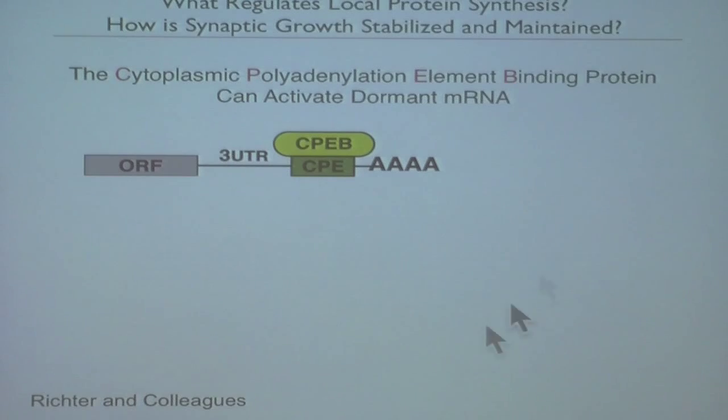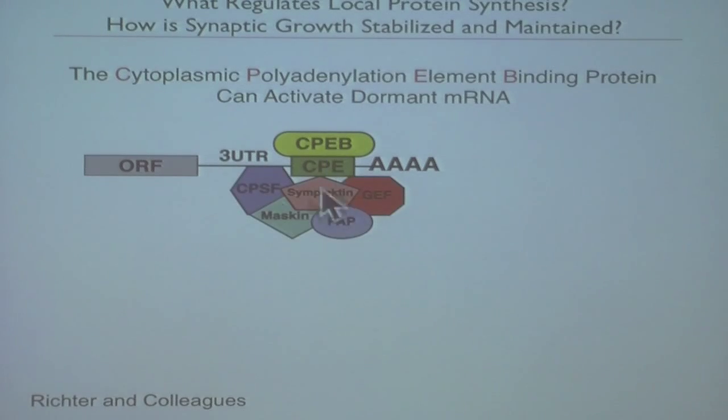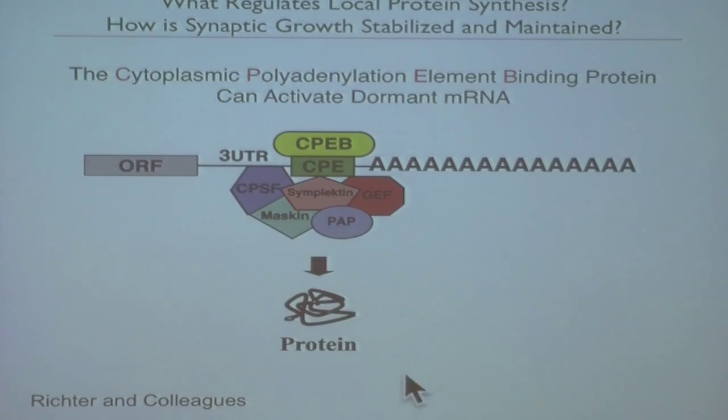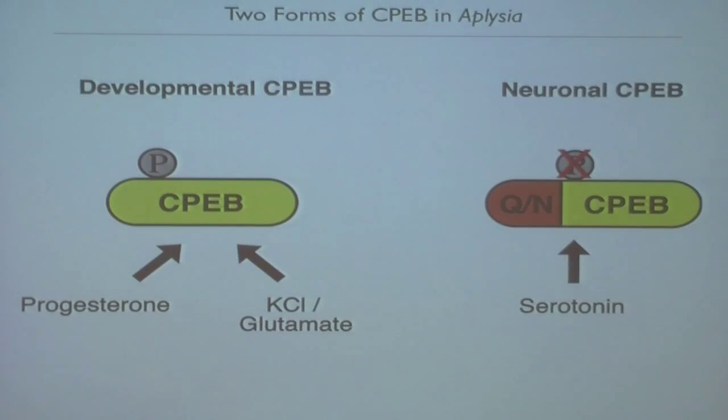That binds to a CP element on these dormant messenger RNAs, and in the presence of CPEB, that recruits the cytoplasmic polyadenylation machinery to lengthen the poly-A tail and activate these dormant messenger RNAs. That activated messenger RNA can now be translated into proteins. So Kausik looked in Aplysia and found that the same developmental isoform that Joel Richter described is present there.